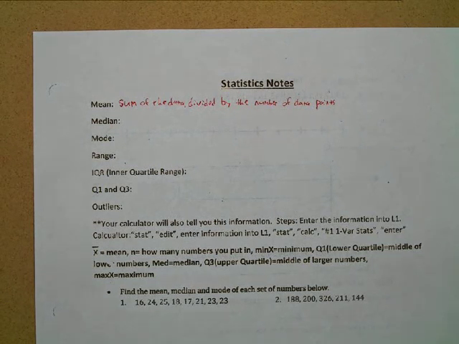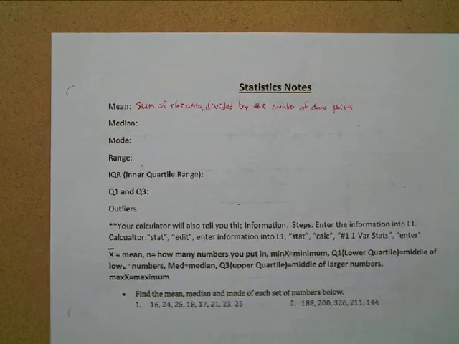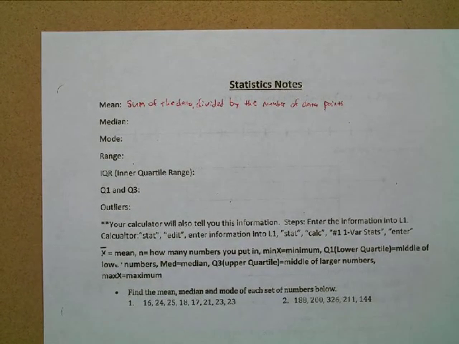Okay, so sum of the data divided by the number of data points. Okay, so add up all the data, divide by the number of data points. All right, median. What's that again? How do we find it?